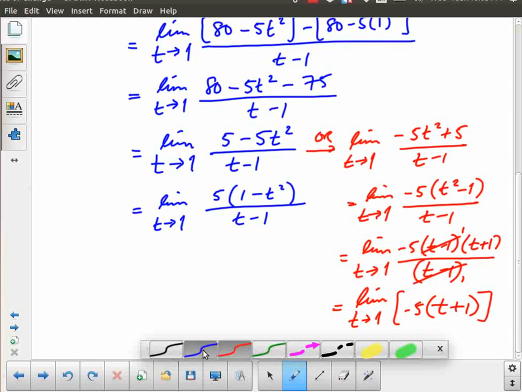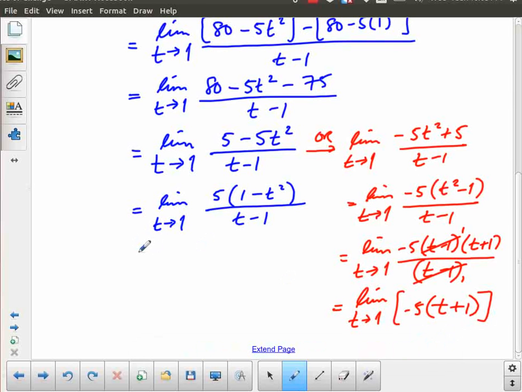And I'm not going to evaluate that limit yet. I just want you to see that we end up at the same place here. The limit as t approaches 1 of 5. Now this again, this is still a difference of squares regardless of the ordering of the terms. This difference of squares though is 1 minus t times 1 plus t.